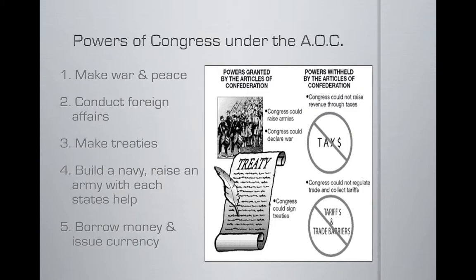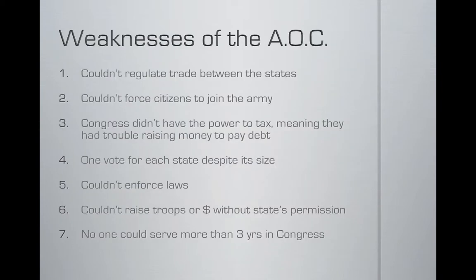They are allowed to borrow money and issue currency, but once again, they can't tax to collect any money to do any of these things. So these are the weaknesses of the Articles of Confederation.